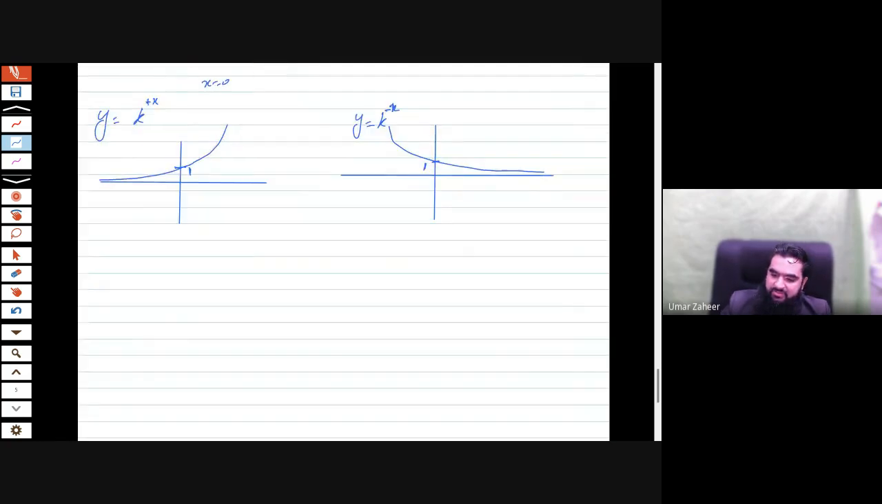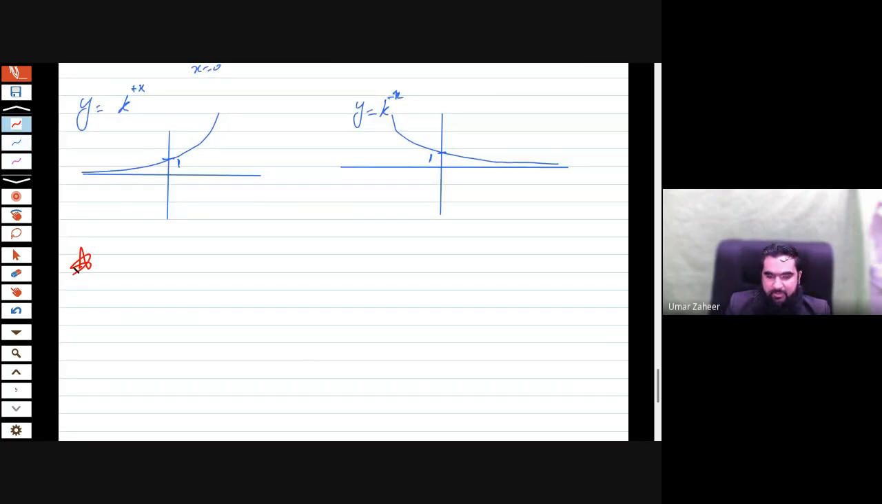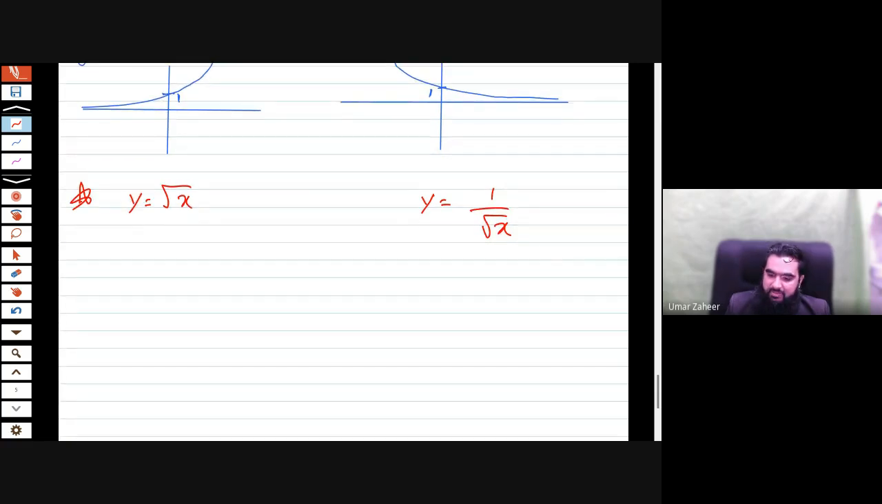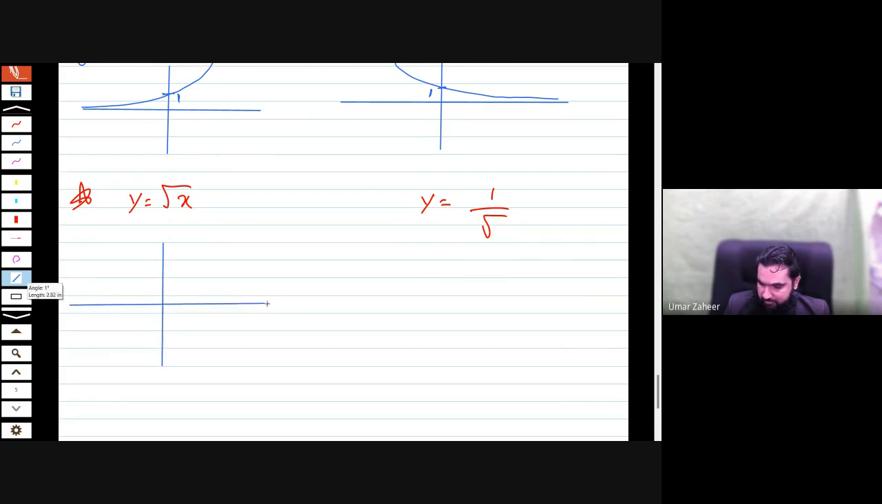Okay, now the last thing we are talking about is the graph y is equal to square root of x and y is equal to 1 divided by square root of x. When you have square root of x, then the shape of the graph is, it starts from a point here.